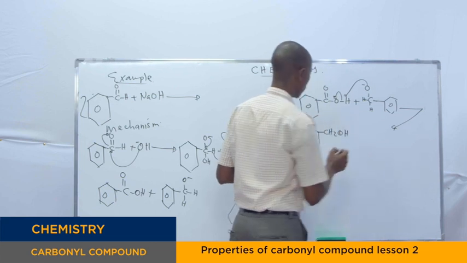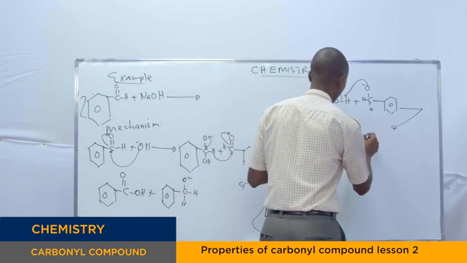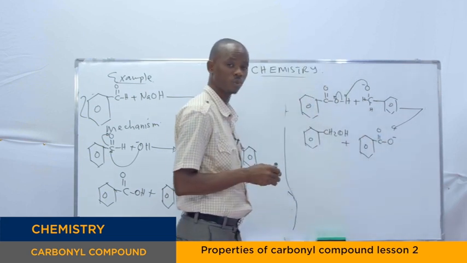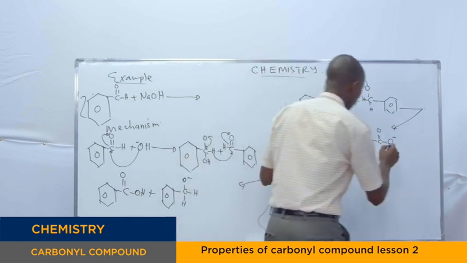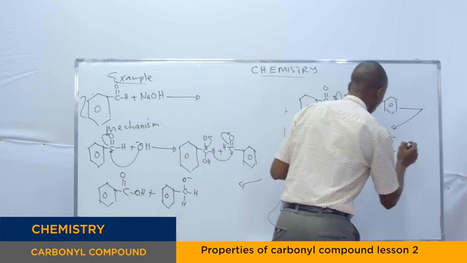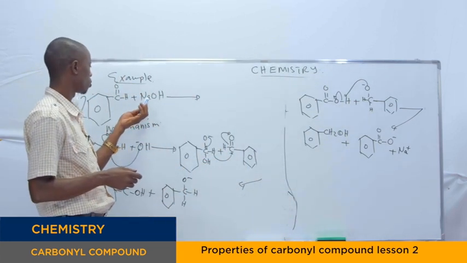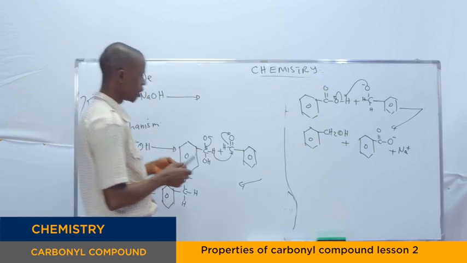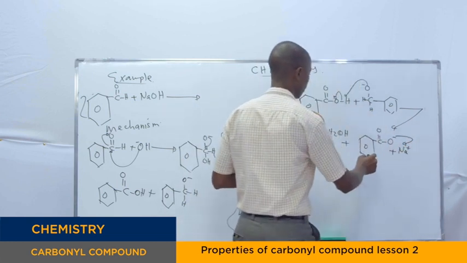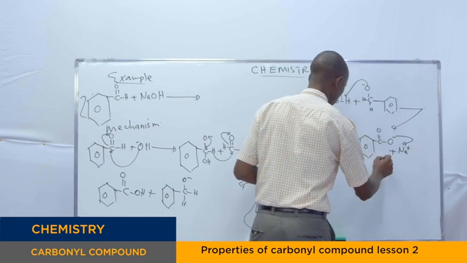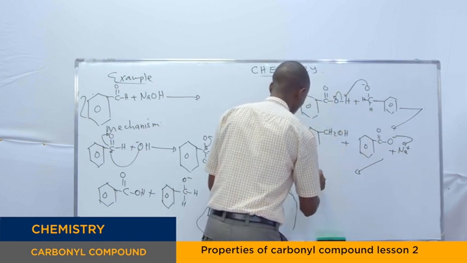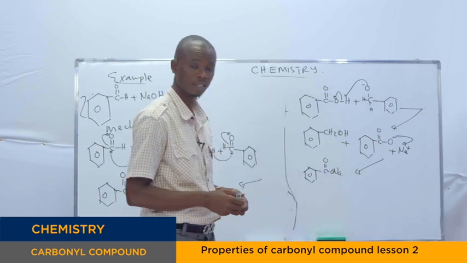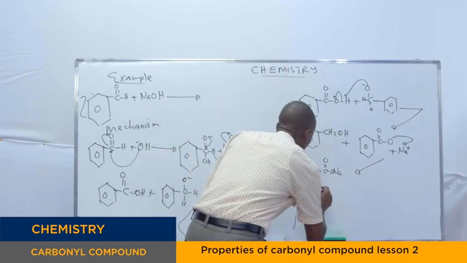But this one, it will be like that way. So this ion will combine with the sodium ion from the first part. Sodium hydroxide breaks down to produce sodium ion and hydroxide ion. Now this sodium ion will be taken there, and the product here finally will be as follows. This is sodium benzoate. So the overall reaction here, we can write it as follows.